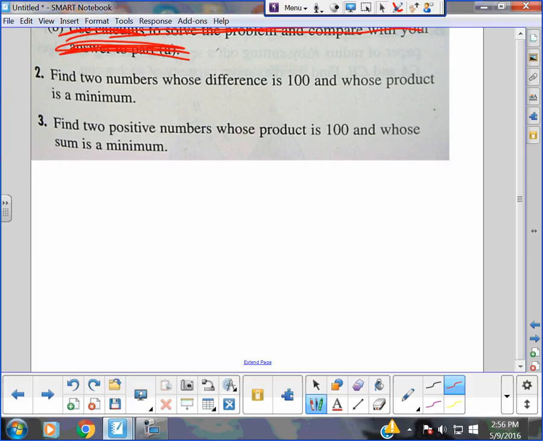All right, you don't know the numbers. I always call them x and y. So on problem 2, I know that x minus y is 100, right? Difference is 100. And I want the product, which I call p, to be a minimum. What's the product of? It's of x and y.